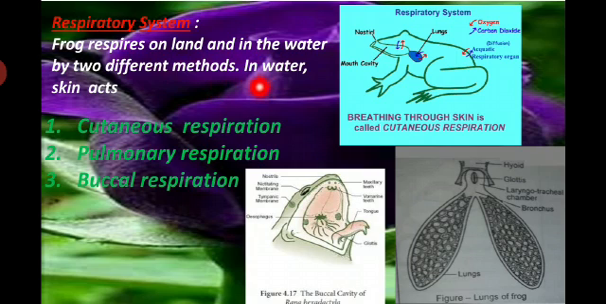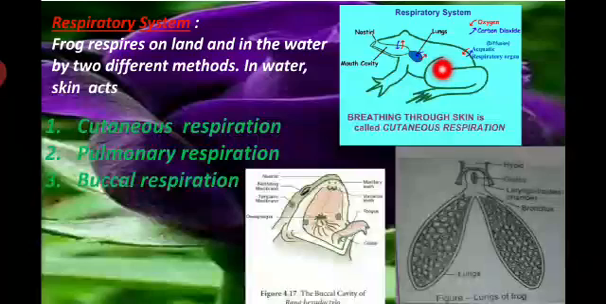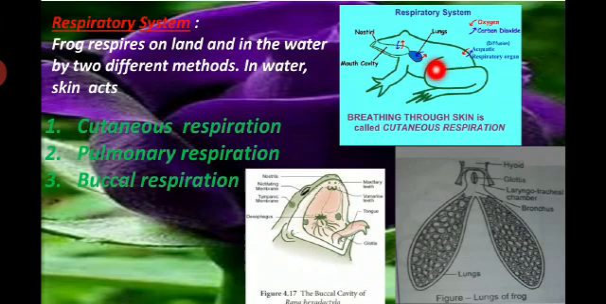So in the water, the frog's skin acts as an aquatic respiratory organ. This kind of respiration is named cutaneous respiration. So you have to see, in the water, the dissolved oxygen in the water gets exchanged through the skin by the diffusion process. This is named cutaneous respiration. So we have to term it aquatic respiration.